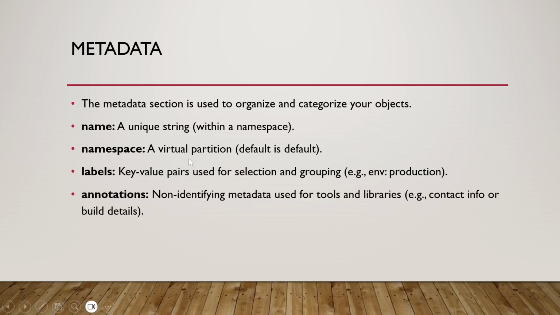As I already told you, think about the namespace use cases. In any large organization, there may be multiple departments. We want to segregate the resource utilization there, and we want to segregate the network also. We also want to segregate the roles and permissions. So we use namespaces for that purpose. Labels are key-value pairs used for selection and grouping. Annotation is for non-identifying metadata used by tools and libraries, for example contact info or build details.